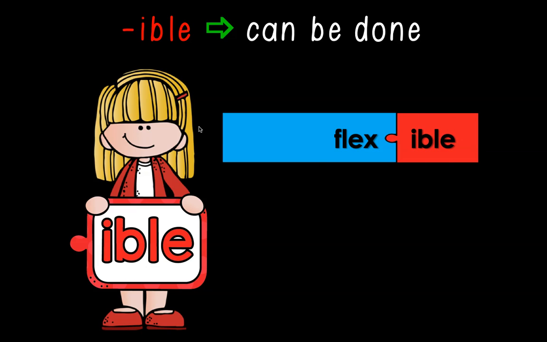Flexible. So if something is flexible, it means it is capable of flexing. The root word here is flex. It is capable of flexing. It can be done.